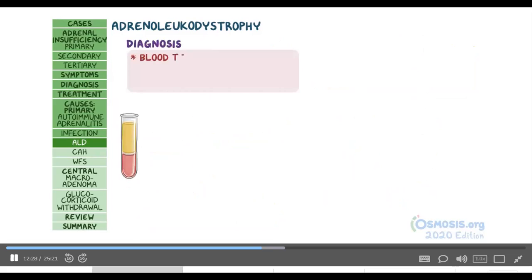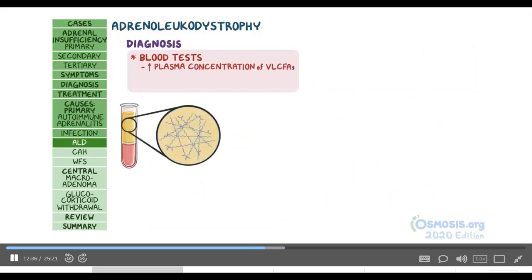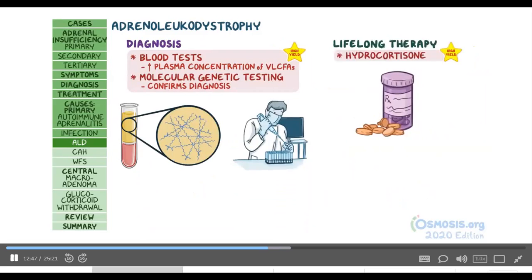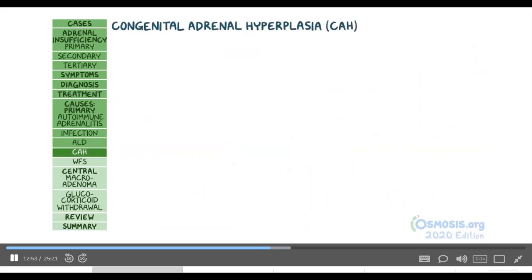Diagnosis begins with blood tests, which show elevated plasma concentration of very long-chain fatty acids, or VLCFAs. In individuals with elevated VLCFAs, molecular genetic testing confirms the diagnosis, for which lifelong therapy with hydrocortisone is required. Another important cause of adrenal insufficiency is congenital adrenal hyperplasia, or CAH.